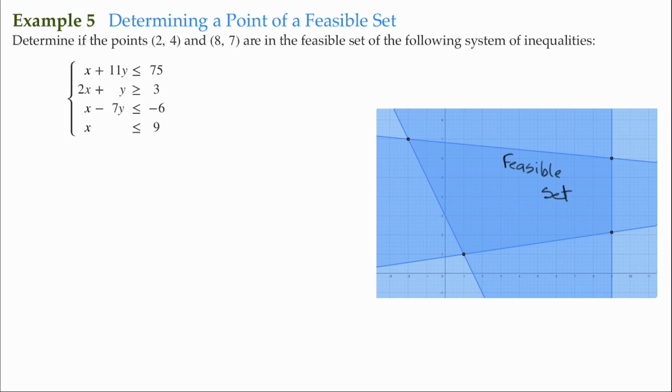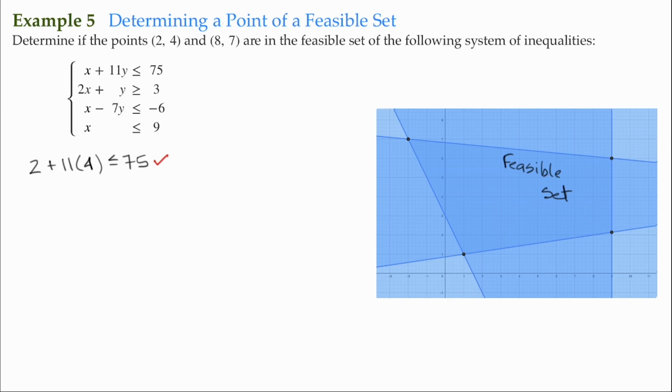So for this problem, it says determine if the points (2, 4) and (8, 7) are in the feasible set of this system of inequalities. So we're going to do that. We're just going to substitute the coordinates of this first point for each x and y of each inequality. So we have x plus 11y is less than or equal to 75. I'm going to put in 2 for x, plus 11 times y, and y is 4. Is that less than or equal to 75? 11 times 4 is 44. 44 plus 2 is 46. And 46 is definitely less than or equal to 75. So it satisfies that inequality.